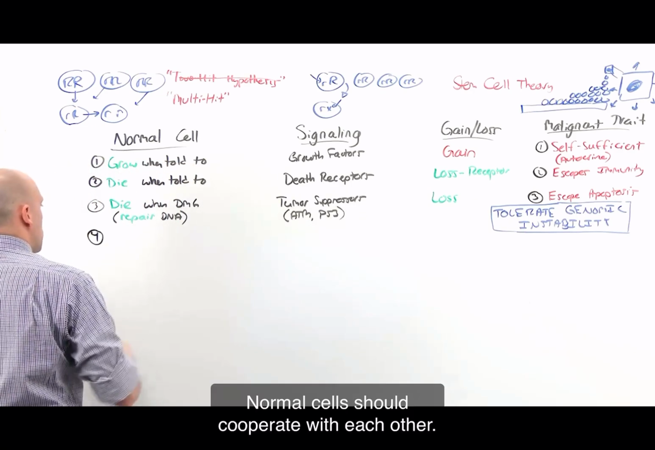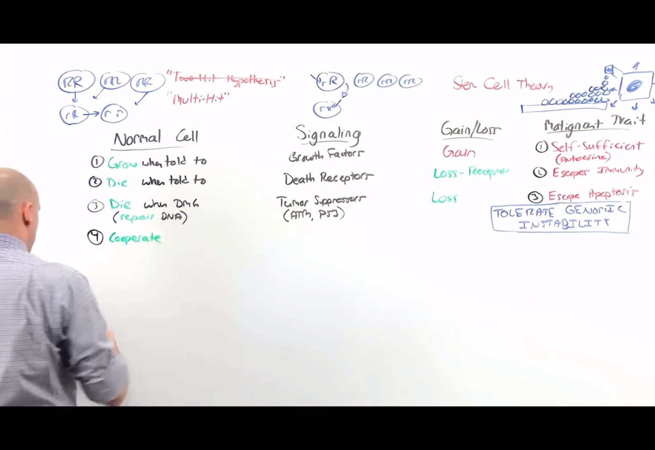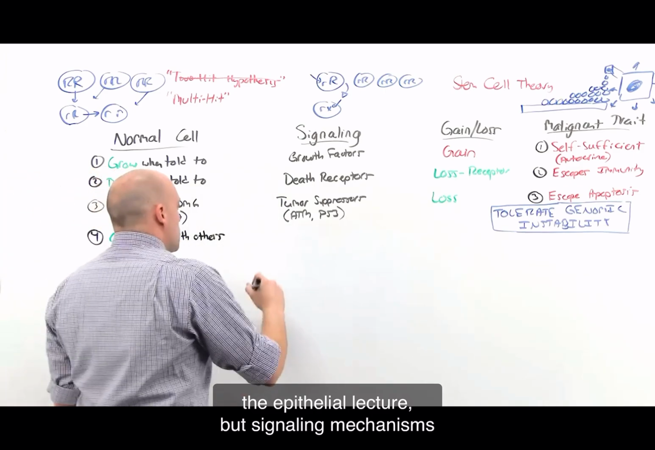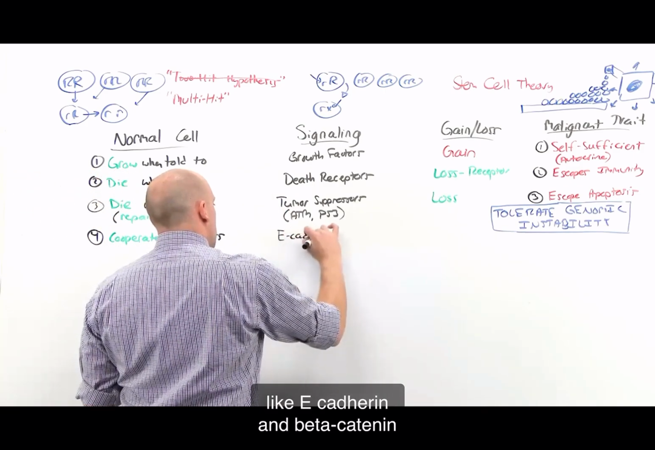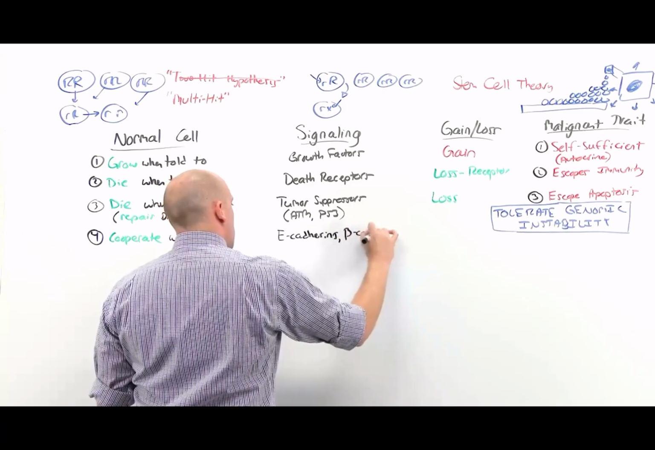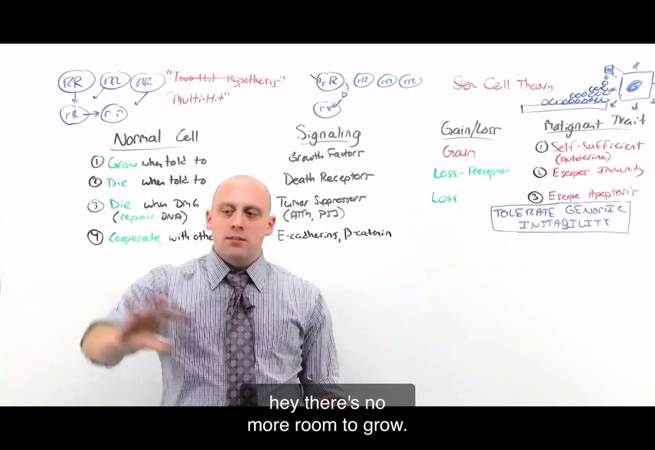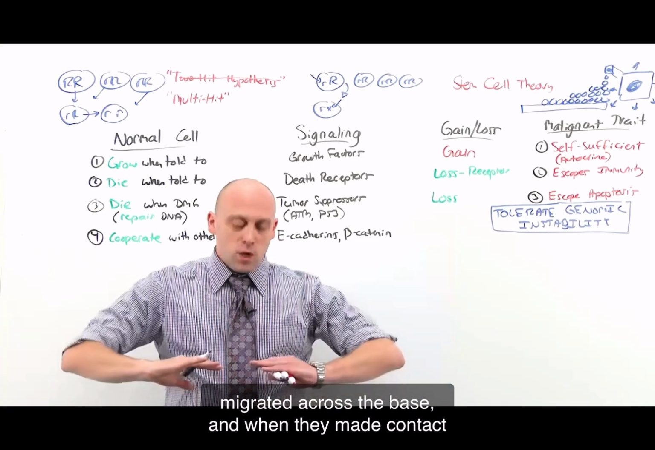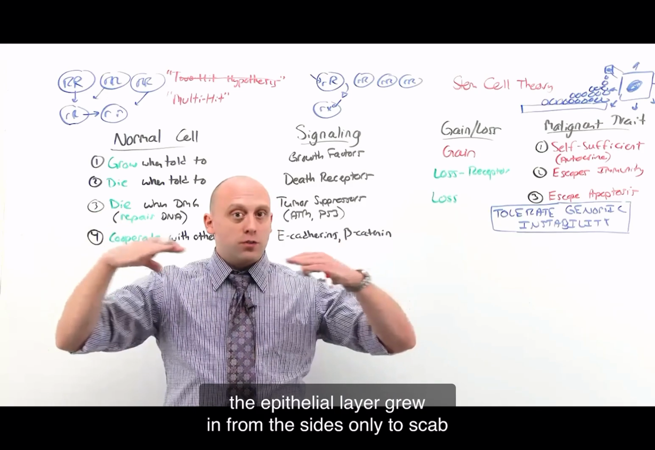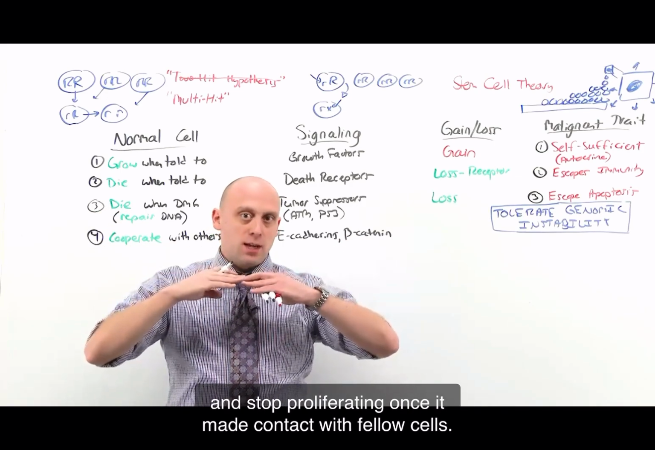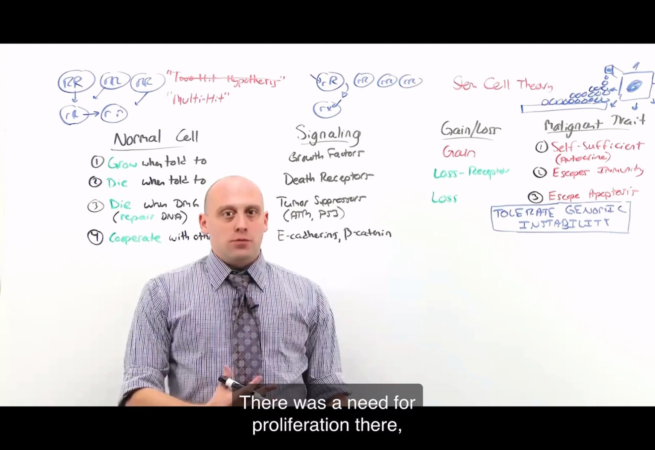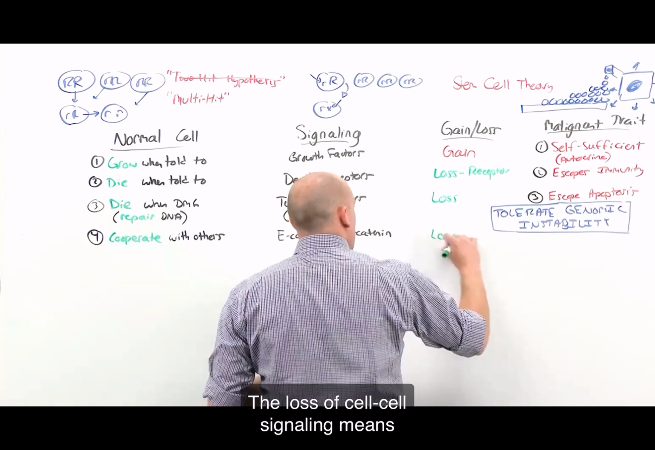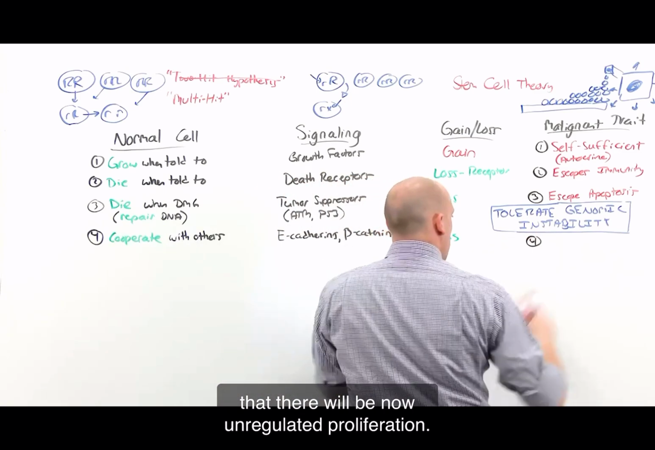Normal cells should cooperate with each other. We learn more about this in general physiology in the epithelial lecture, but signaling mechanisms like E-cadherins and beta-catenin are mechanisms that tell a cell, hey, there's no more room to grow. We saw this in wound healing. Granulation tissue came down the sides, migrated across the base, and when they made contact with each other, started to rise. The epithelial layer grew in from the sides underneath the scab and stopped proliferating once it made contact with fellow cells. There was the need for proliferation there, but also something to limit it. The loss of cell-to-cell signaling means that there will be now unregulated proliferation.